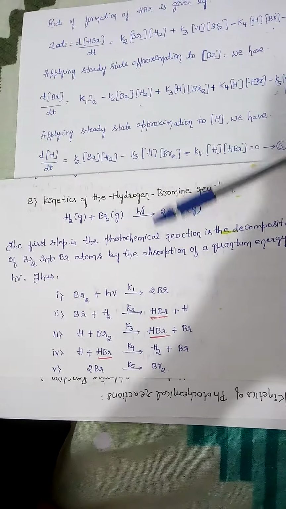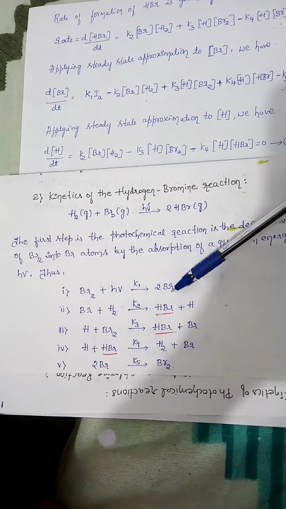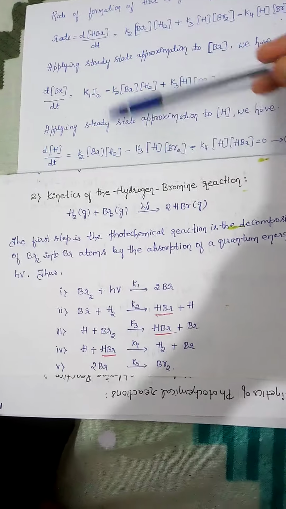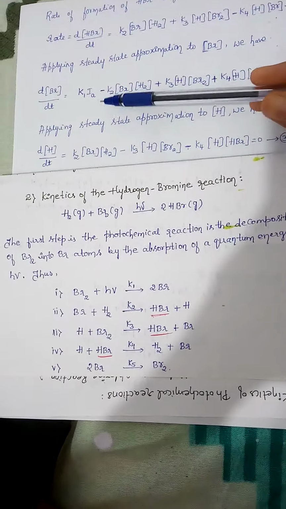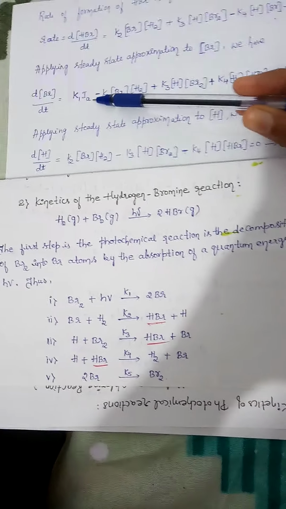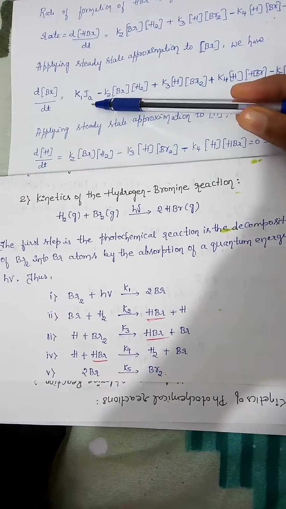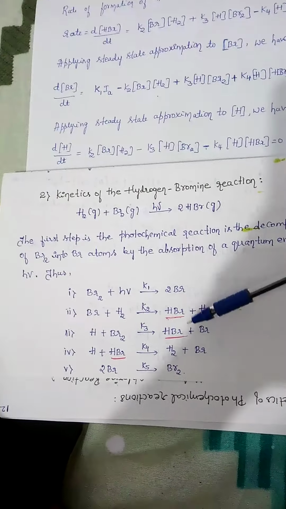So for that, while applying the steady state approximation, see the first step, write the rate constant as K1 here. Here the bromine absorbs a photon h nu, hence you have to write Ia. So here Ia represents the intensity of the light absorbed. So this is about the first step.